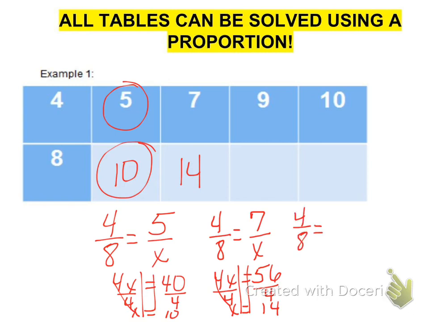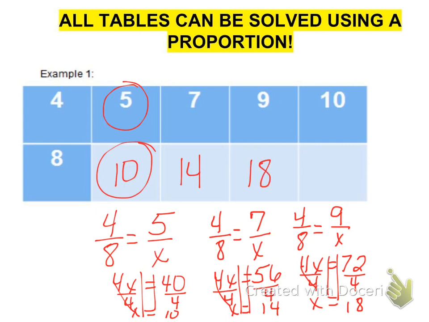4/8, let's do the next one, equals 9 over x. Again, 4x equals 9 times 8, what's that? 72. Very good. Divide by 4. 72 divided by 4 is 18. Very good. And then we have the last one. 4/8 equals 10 over x. Cross multiply, we get 4x equals 80. Divide by 4. x equals 20. Good.